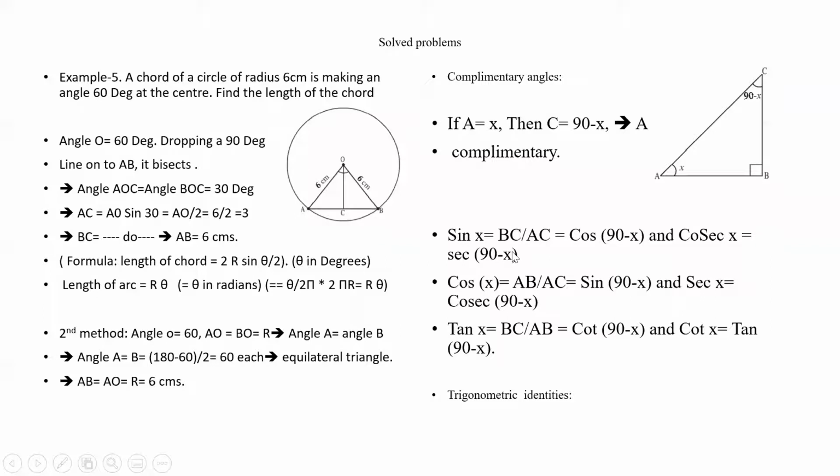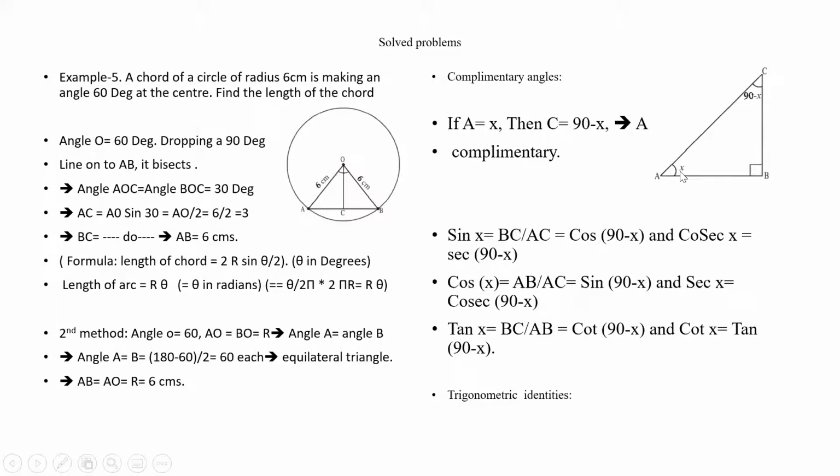Let us understand complementary angles. What is complementary? When two angles add together to form 90 degrees, they are complementary angles. If you see in this triangle ABC, B is 90 degrees. That means A and C together form 90 degrees, so that within the triangle 180 degrees is maintained. So if A is X, then C is 90 minus X.